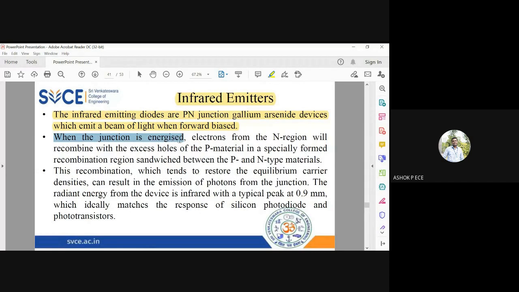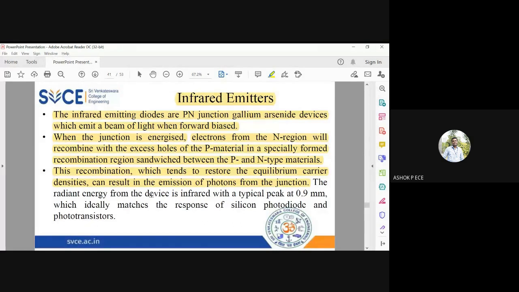When you are going to give forward bias to your PN junction diode, the depletion region will become smaller and smaller. So in that case, the electrons from N region will recombine with excess holes formed in the depletion region between the P and N-type material. See, the recombination happens in the depletion region only, and light is emitted from the depletion region. So the recombination will tend to restore the equilibrium carrier density, resulting in emission of photon.